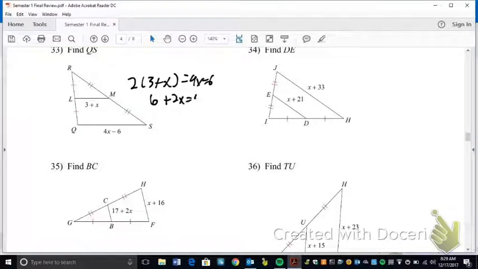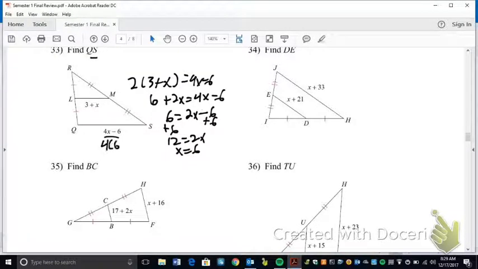Anyway, 2 times the short, 2 times 3 plus x equals the long, 4x minus 6. 6 plus 2x equals 4x minus 6. It's going to give me 2x minus 6 equals 6. Add 6, I get 12 equals 2x. Divide by 2, I get x equals 6. I'm looking for QS, so I go 4 times 6 minus 6, and I get 24 minus 6, or 18. Quick check, 3 plus 6 is 9. 9 is indeed half of 18, so I know I did it right.